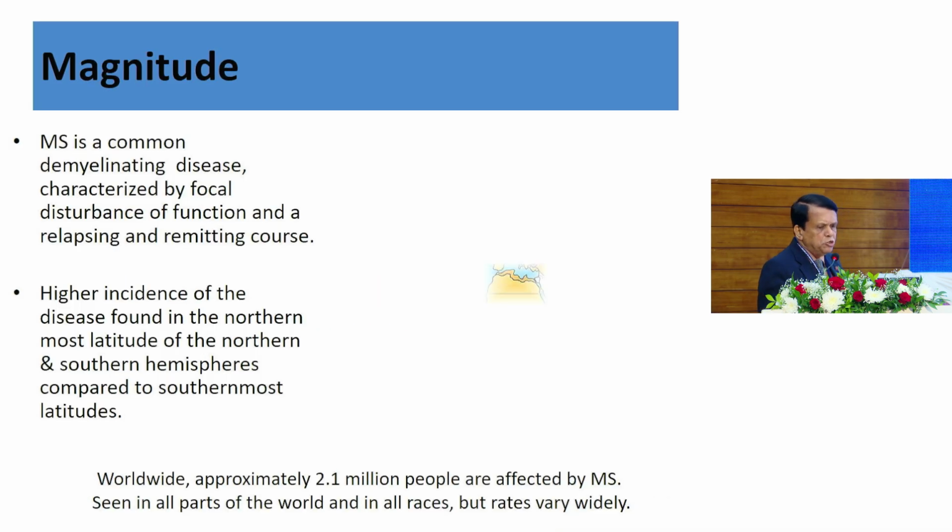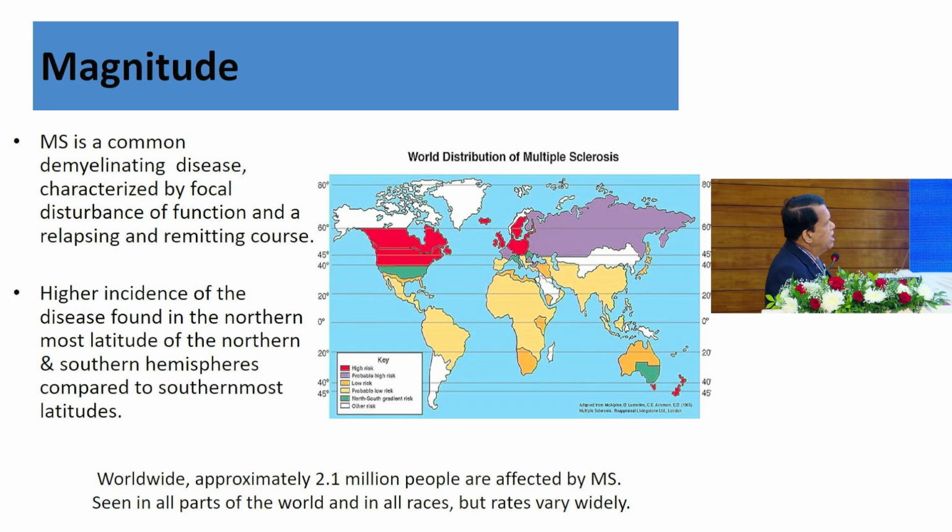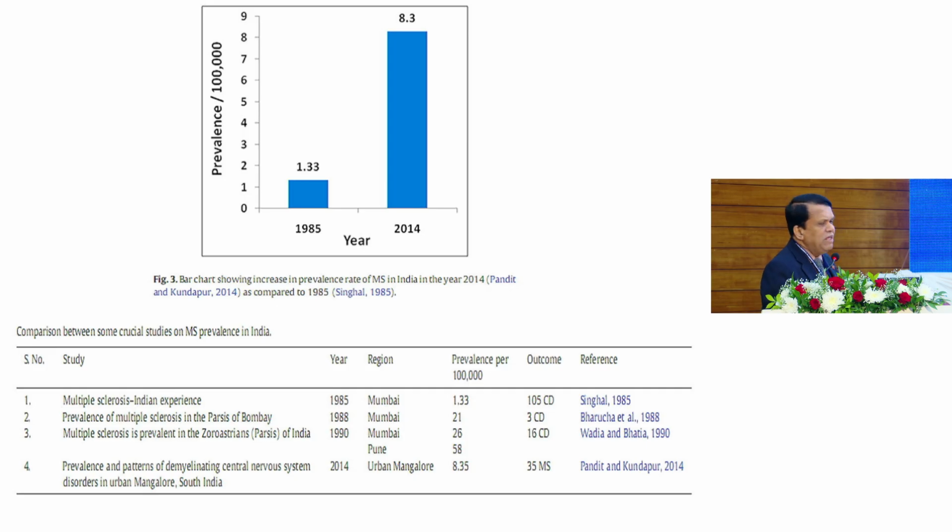What is the magnitude of the problem we see? Around the world, it is more commonly seen above the equatorial region, but below the equatorial region, it is less common. But what is important is worldwide, approximately 2.1 million people are affected by MS in all parts of the world. What has happened in India?